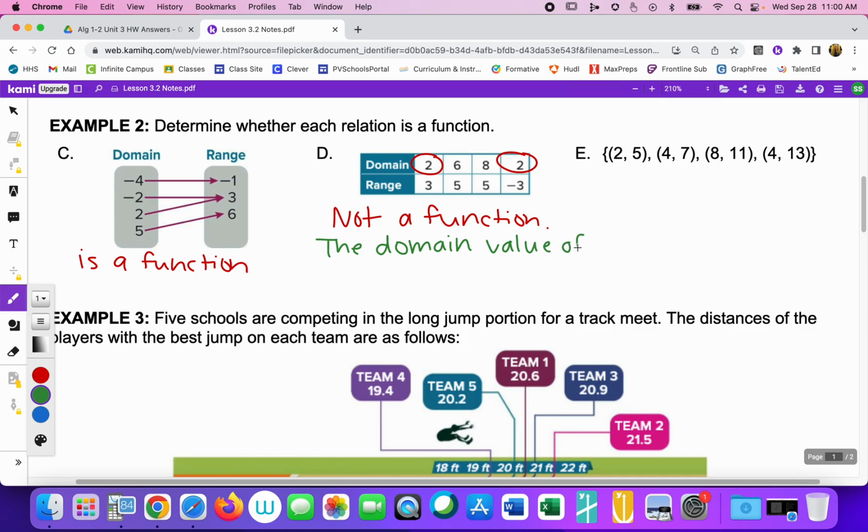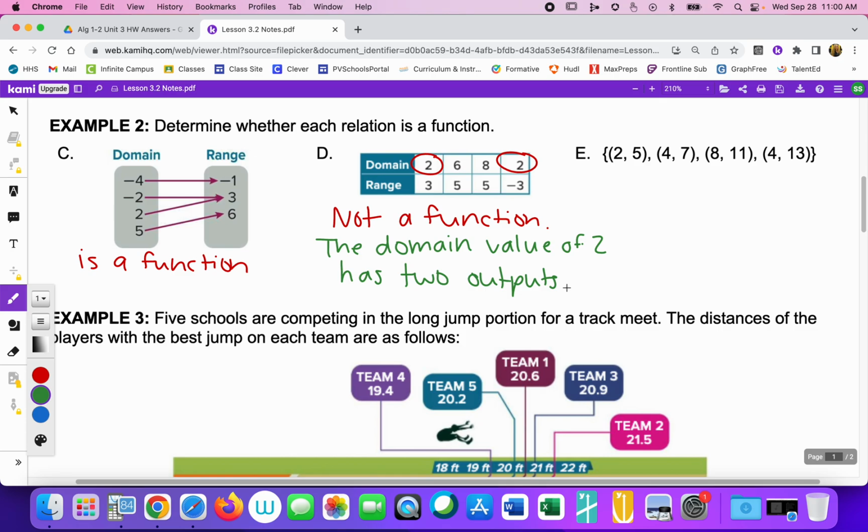Domain value of 2 has two different outputs, or two range values, something along those lines. So if you were asked to explain, I can't remember if you're asked to explain in your homework. All right, this one you can say is a function. If it says explain, you can say each domain value has its own output. Even if that output repeats itself, it doesn't matter. Each domain value has its own output. This one, you can even say the domain value of 2 repeats itself. That's fine. That conveys the same message.